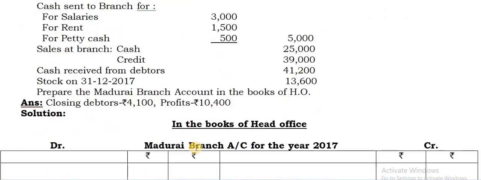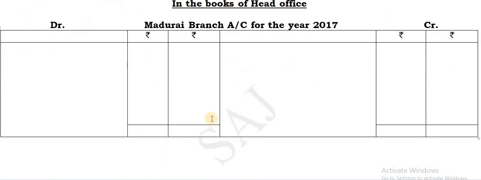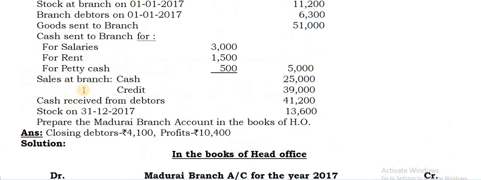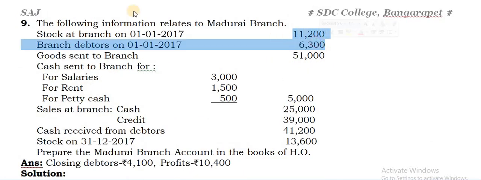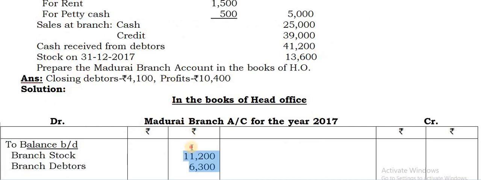Okay. First, go for a branch account. Again, you can take all the items there, or you can prepare the debtors account first. Only after that you can also go for a branch account. But as regular, you can go for a branch account. So opening values of all the assets, these two, you can take on the debit side. To balance brought down, branch stock and branch debtors.